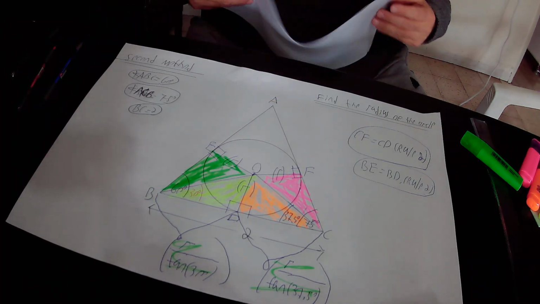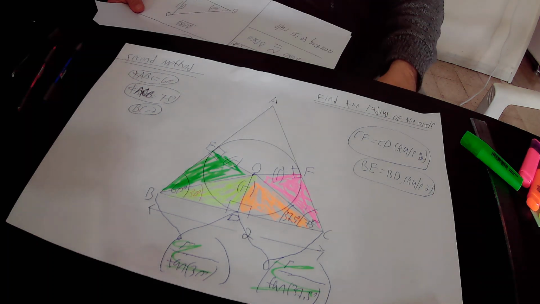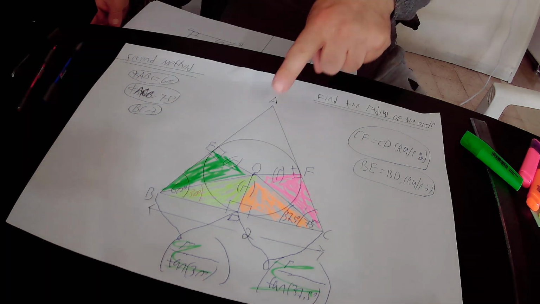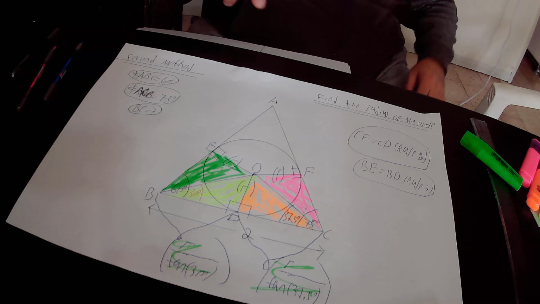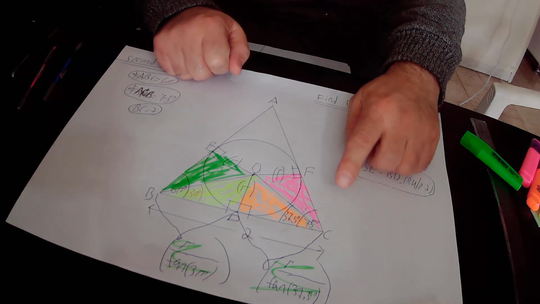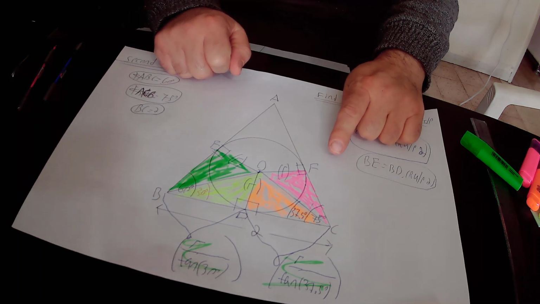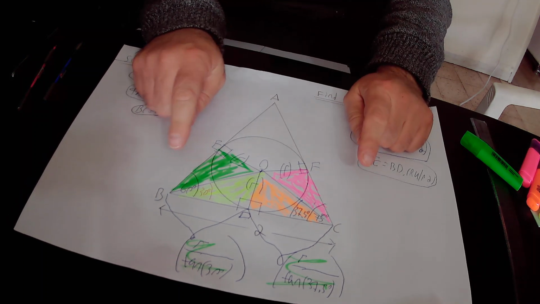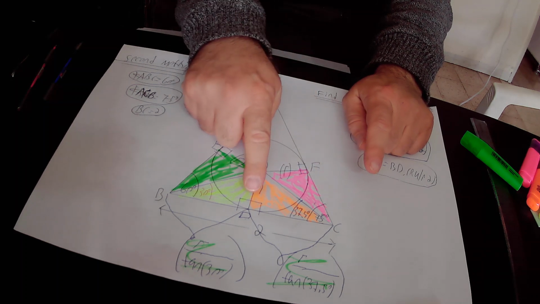In the second method, we defined the center of this circle as O. We define the point of tangency of tangent AB with this circle as C. We define the point of tangency of tangent AC with this circle as F. And finally, we define the point of tangency of tangent BC with this circle as D.